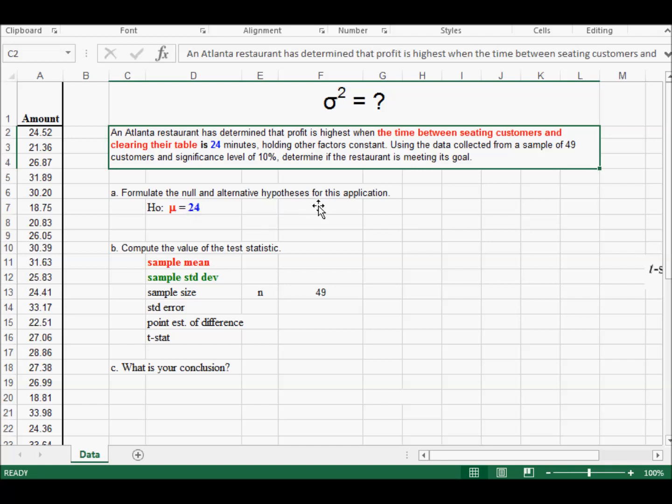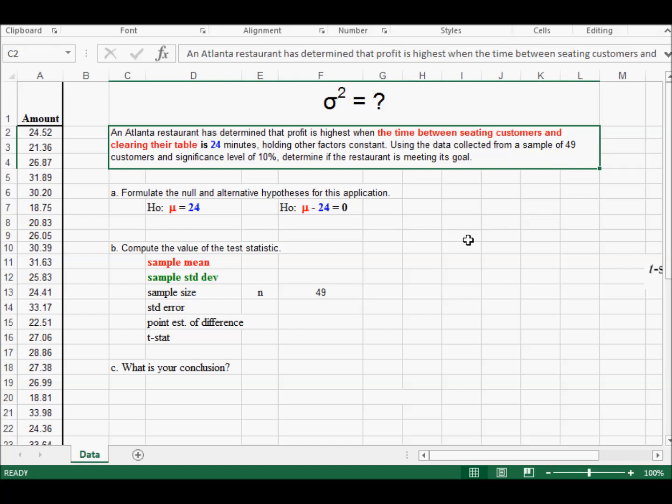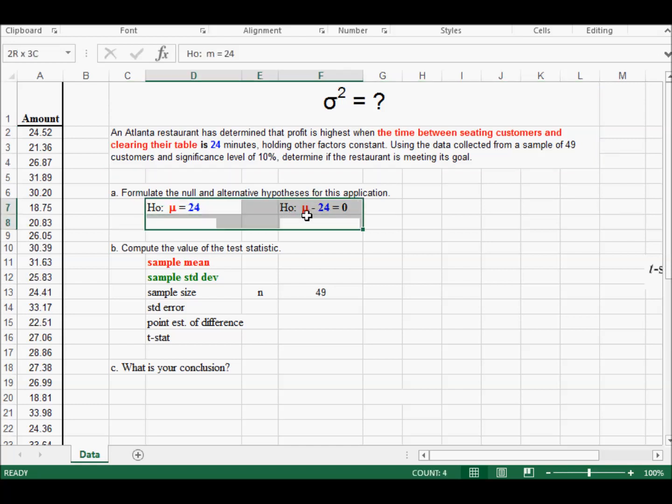So another way to formulate the null hypothesis is the population mean mu minus 24 equals 0. So if the Greek gods of numbers tell us that mu is really 24, then 24 equals 24, correct? And 24 minus 24 equals 0. So these two statements here are equivalent statements.